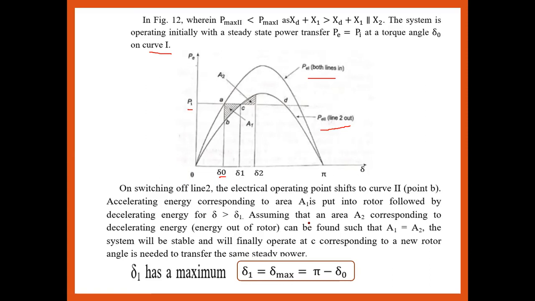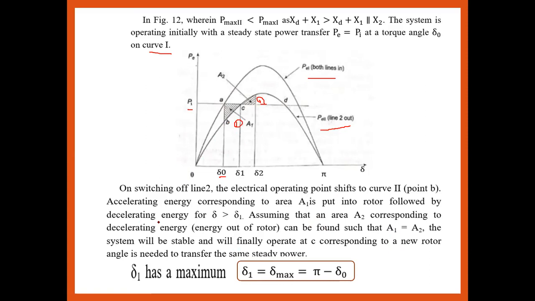Now switching off the second line, the electrical output shifts to curve 2, that is at point B. So from 0 A to B, then B to C. Accelerating energy corresponding to area A1 is followed by decelerating energy, from delta 0 to delta 1. This is decelerating and this is accelerating. A1 and A2 should be equal so that the system is stable, and it will finally operate at point C corresponding to the new rotor angle.